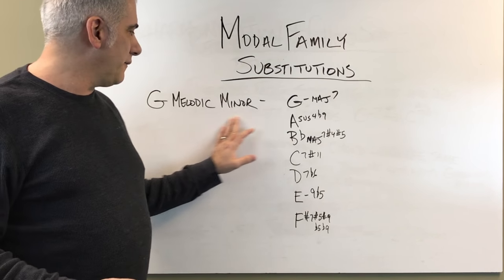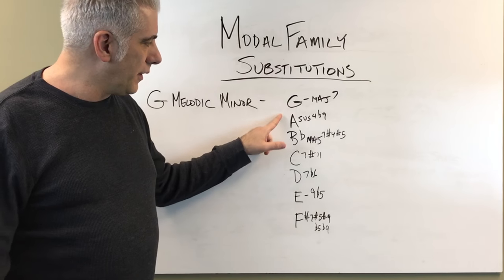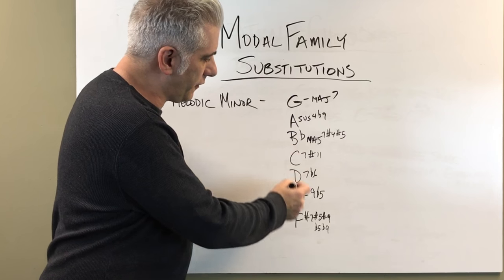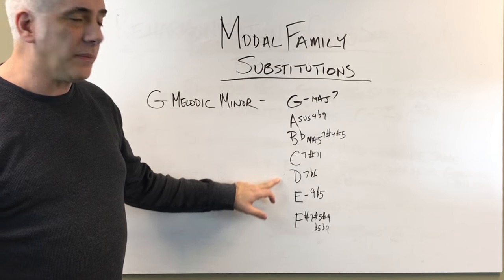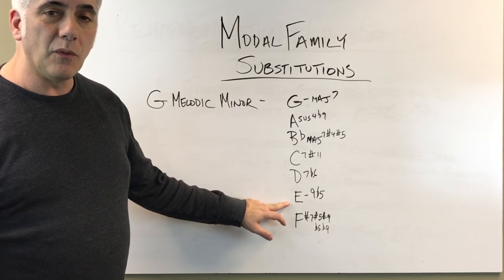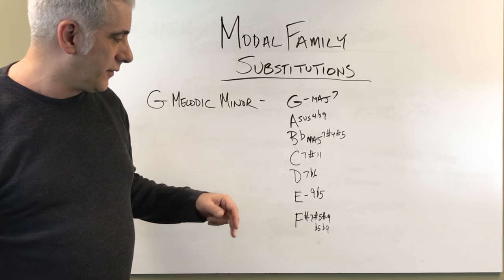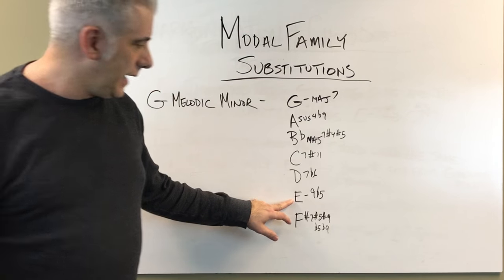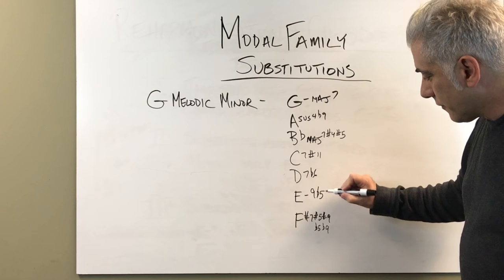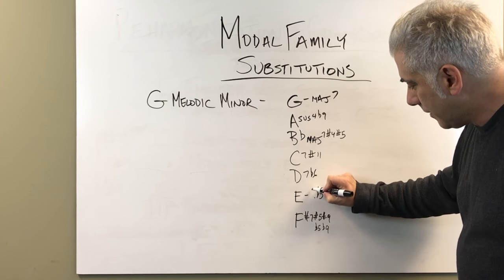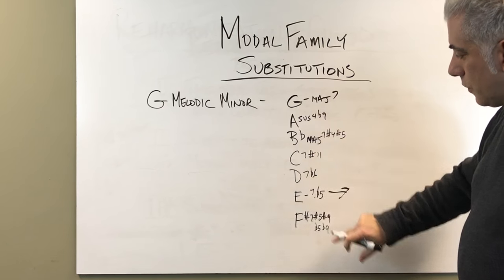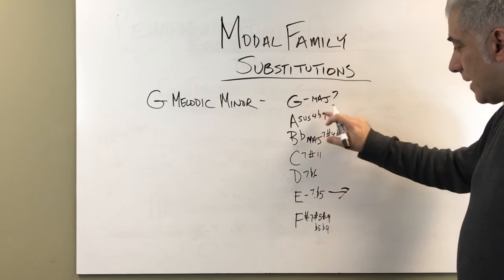Here I have the key of G melodic minor, and these are all the chords that are found in it. Okay, this is the 1 chord, 2, 3, 4, 5, 6, 7. These have corresponding modes that go with them. Now, the concept of substituting one for another is this. I can substitute any chord. For example, if I have an E minor 7 flat 5, I'll make it E minor 7 flat 5. I can substitute any one of these other chords for this chord from the same family.